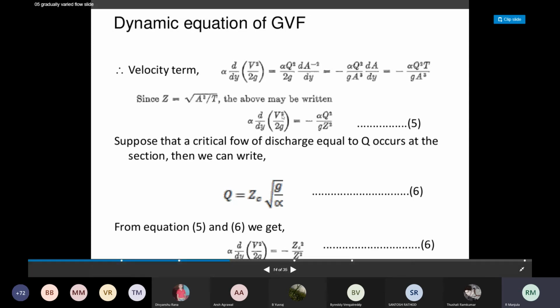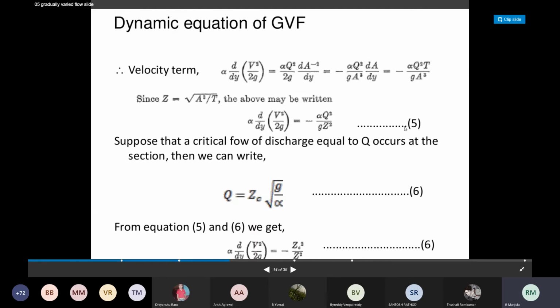Now alpha into d by dy of V square by 2g is equal to minus alpha into Q square divided by g into Z square, if you replace with Z. So A cube by T is replaced with Z. Suppose that critical flow of discharge equal to Q occurs at this section, then we can rewrite this equation as Q is equal to Zc into square root of g by alpha.